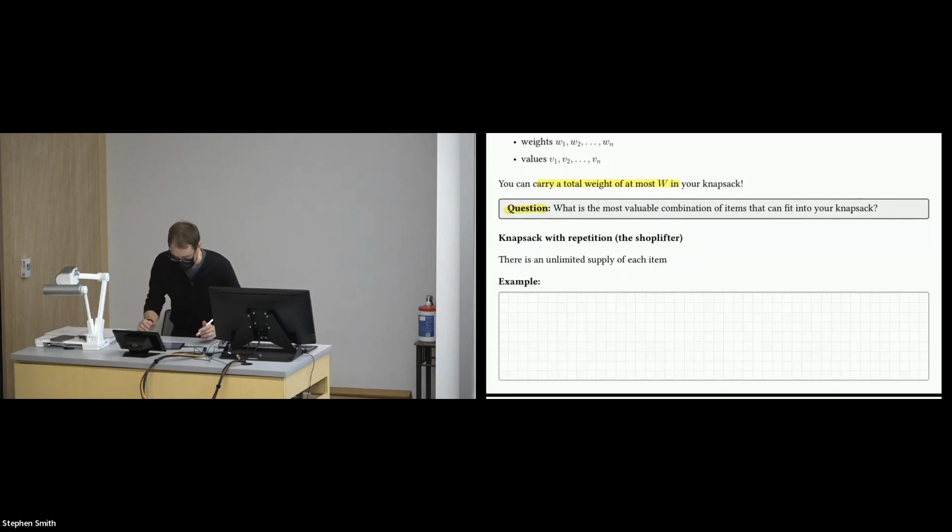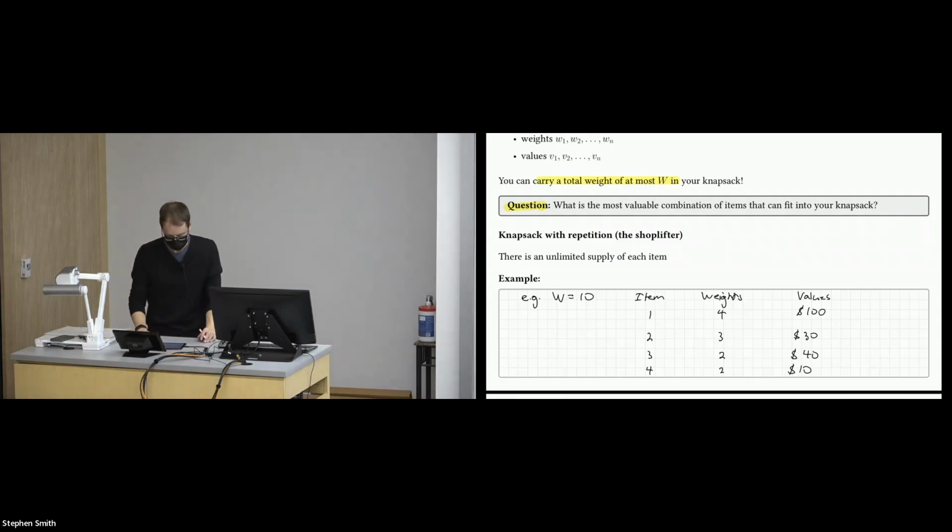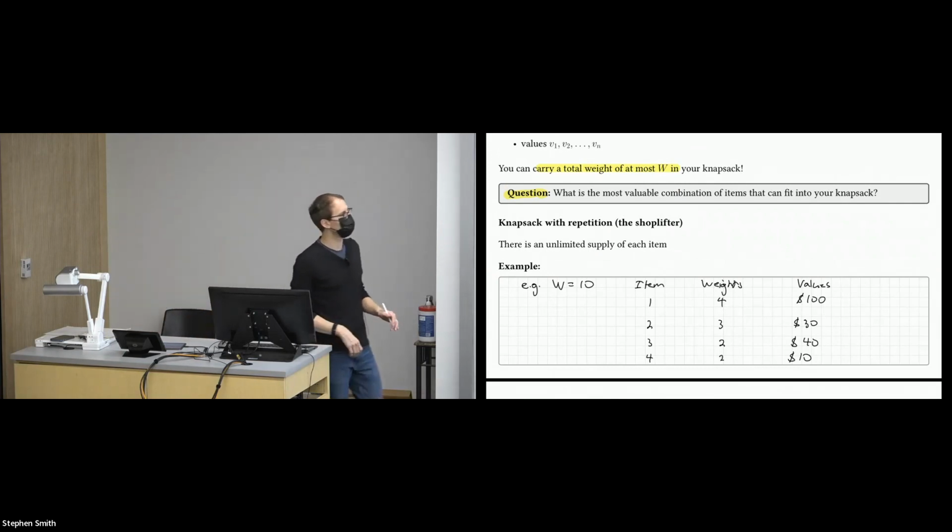So let me give you just an example. Let's say we have a weight limit of 10, and there's 4 possible items with weights of 4, 3, 2, 2, and values of, say, $100, $30, $40, and $10. So what should you do to maximize your profit here?